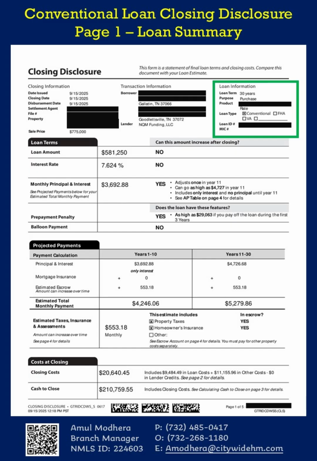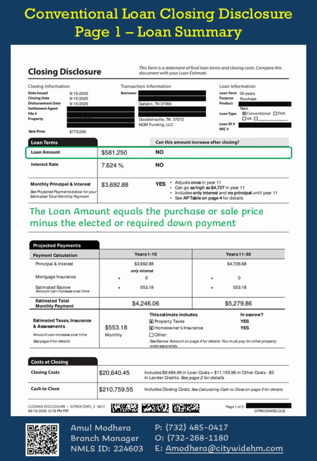The loan ID is also known as the application account number, and the MIC number refers to the account number assigned by the company issuing private mortgage insurance, or PMI. The loan amount equals the purchase or sale price minus the elected or required down payment.